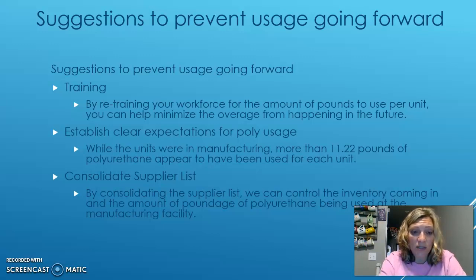And then we want to consolidate the supplier list. By consolidating our supplier list, we can control the inventory coming in and the amount of poundage of polyurethane being used in manufacturing facilities. So if we have several suppliers for the polyurethane, we want to move to a consolidated list. Too many suppliers coming in can cause complications with the accounting cycle. So if we minimize the number of suppliers coming in, then we minimize the amount of polyurethane and having overages in our pounds.